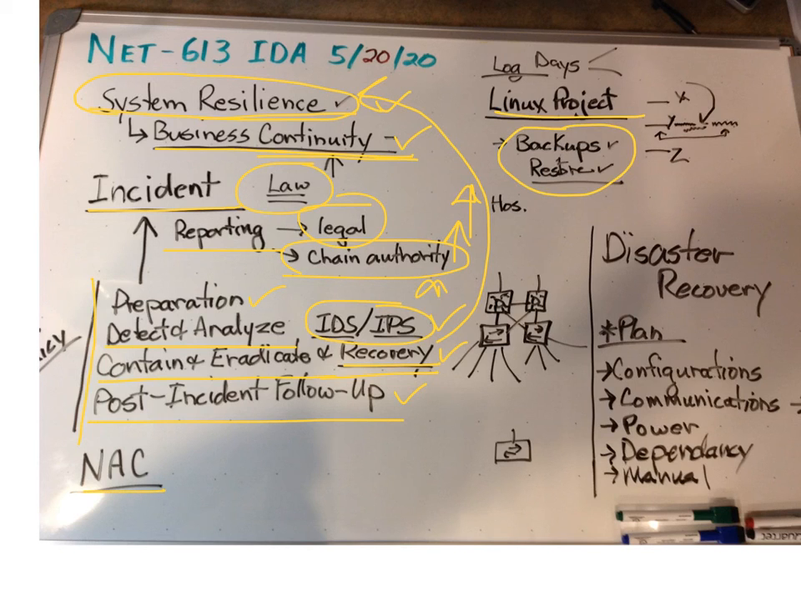We talked a little bit about network access. Cisco calls it network admission control. Most generically you would call that network access control. How do you control access into the network?